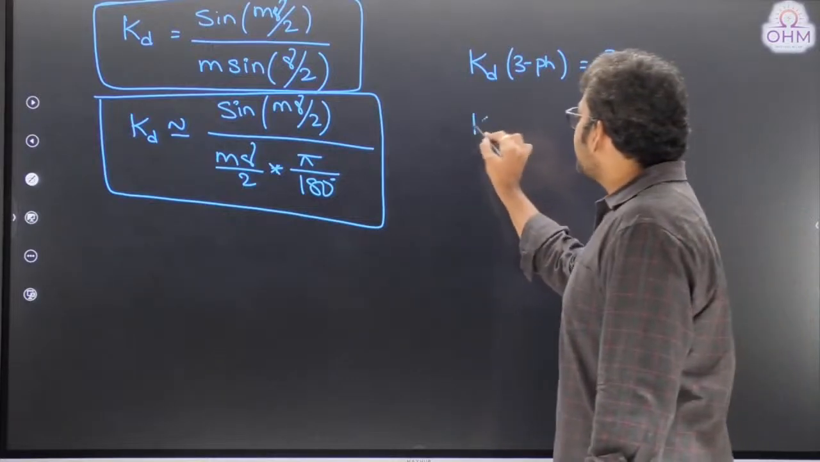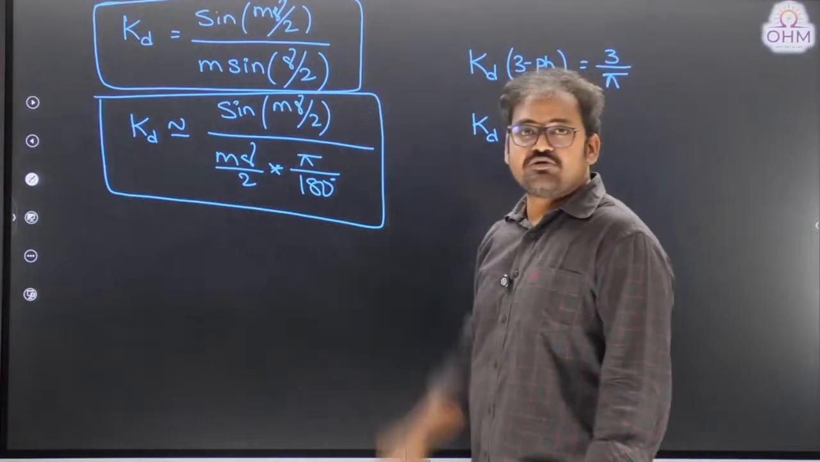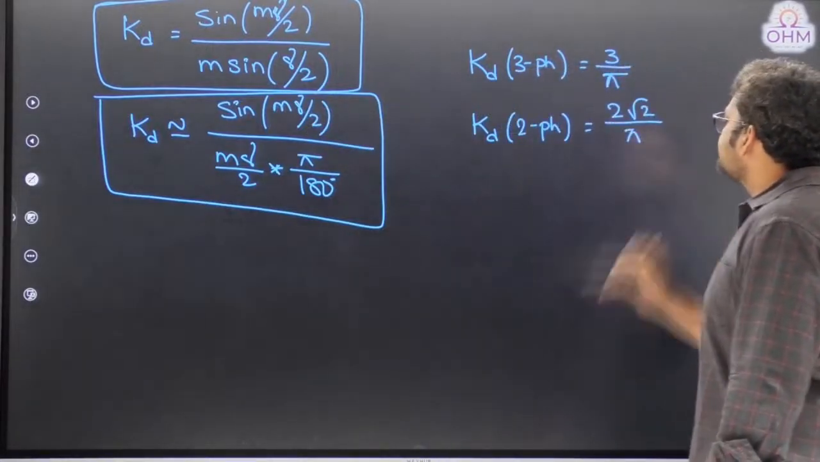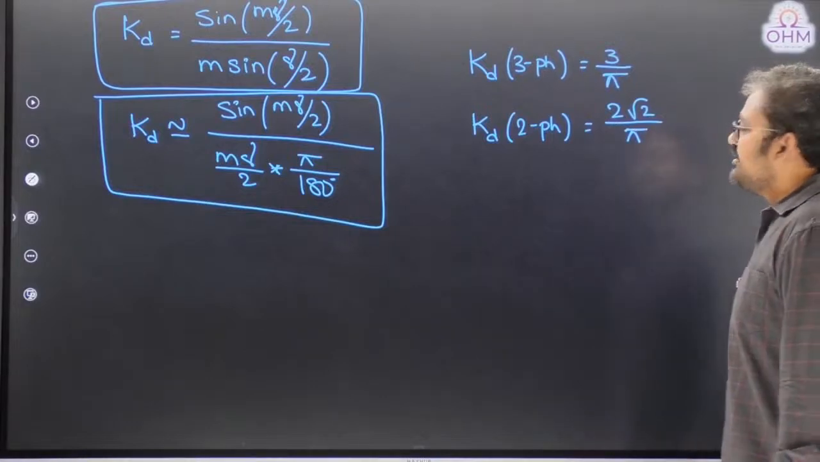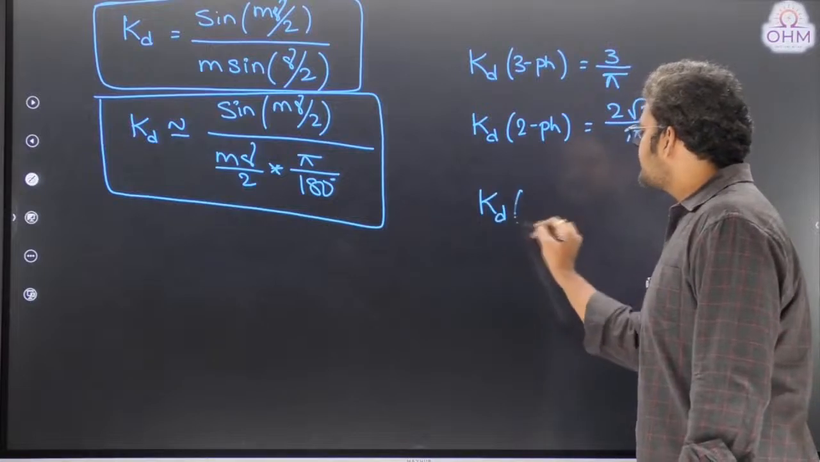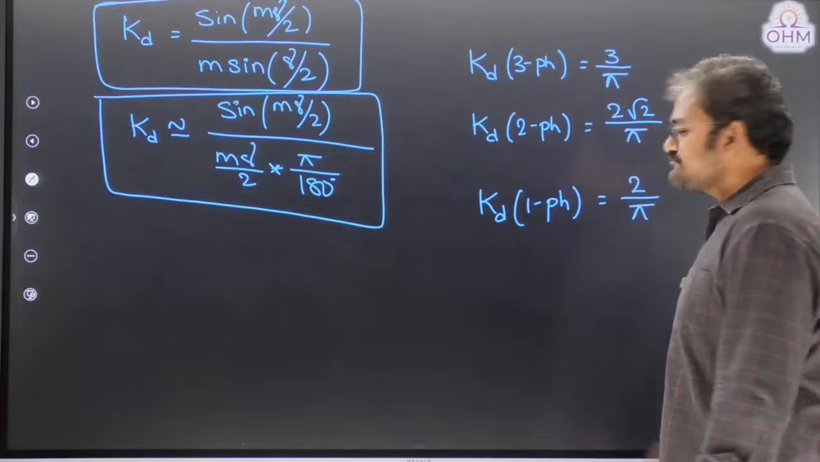And if you do the same thing for a 2-phase machine, m gamma is equal to 90 degrees, then it will become 2 root 2 by pi. That is the distribution factor for a 2-phase machine. What if it is a single phase machine? The distribution factor for a single phase machine will become 2 by pi.